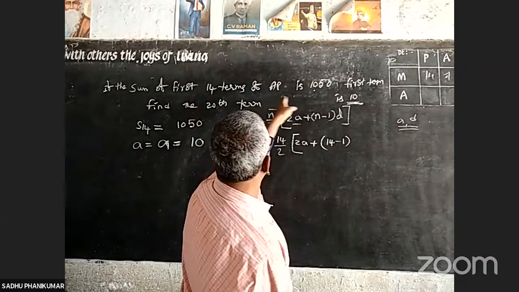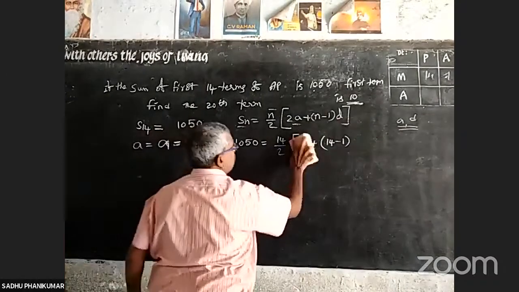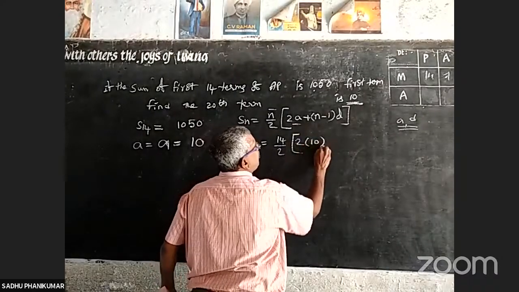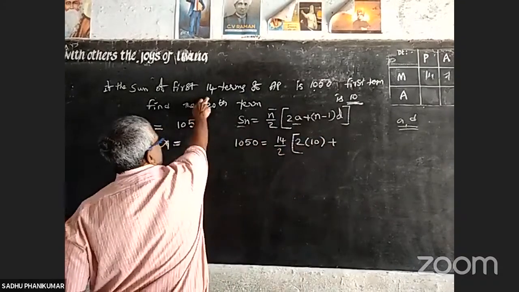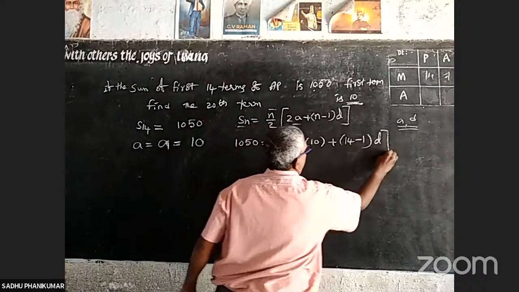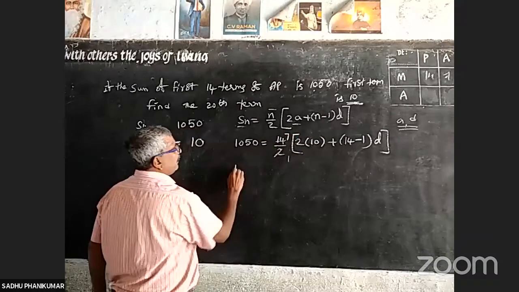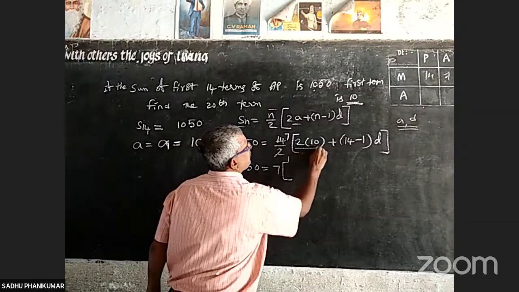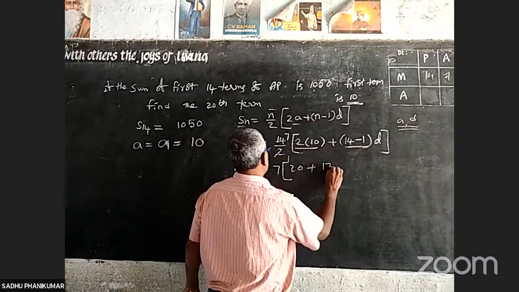First term is there. First term is 10. So 2 into 10 plus n minus 1, 14 terms, that is 14 minus 1 into d. That is, 2 7s are 14. So 1050 is equal to 7 into 2 10s are 20 plus 13 into d, 13d.